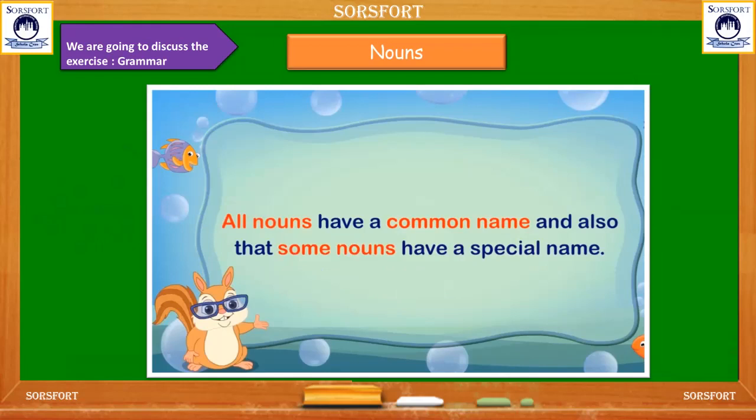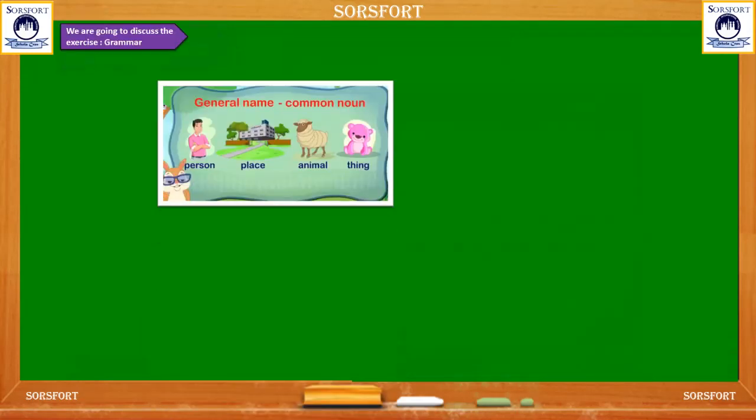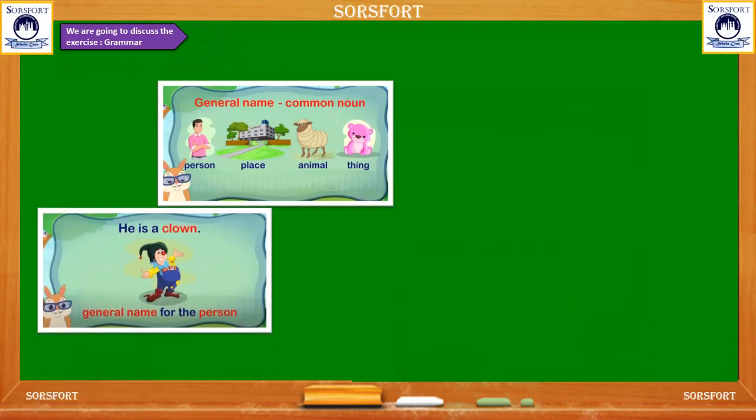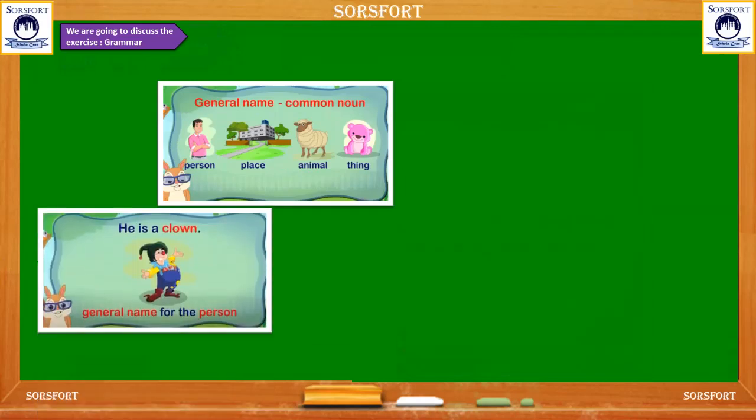All nouns have a common name, and also some nouns have a special name. So, common name is general name. Like person, place, animal, things, these are common names.